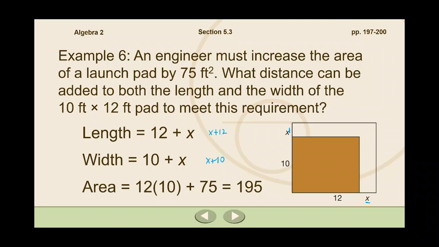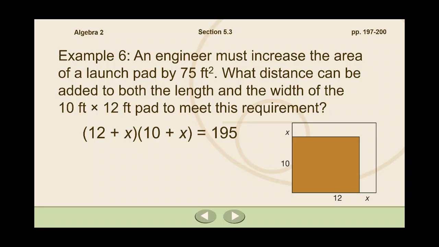Well, 12 times 10 gives me the area of the current launch pad. And the engineer says the current area has to be increased by 75 feet. So the new area of the launch pad will be 195 feet squared. Now we use this 195 and we can write a quadratic equation. We've got x plus 12 times x plus 10 is 195.